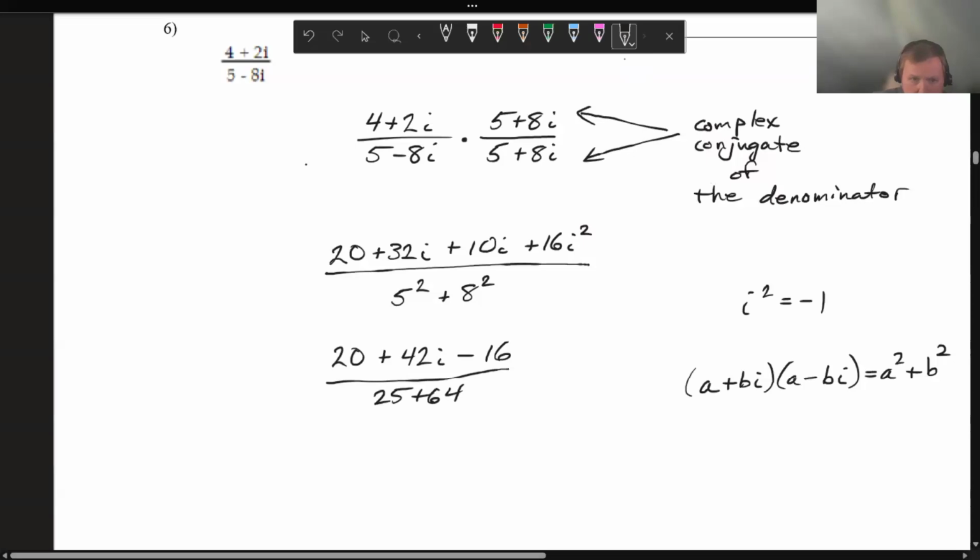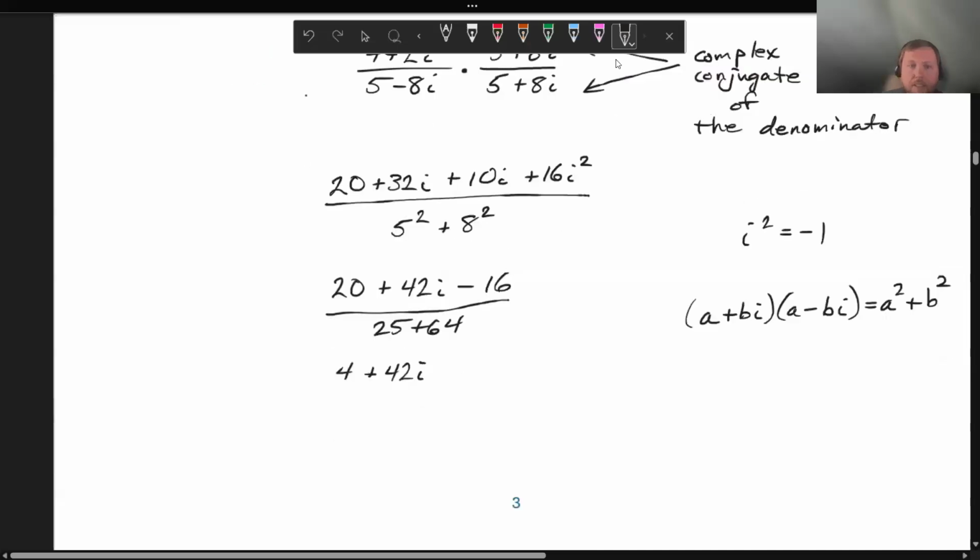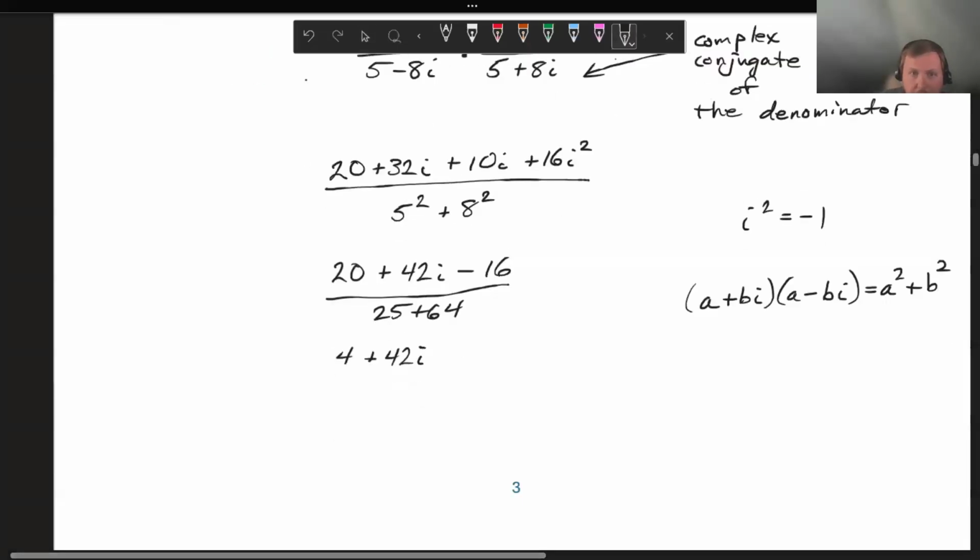Up top, still just working on things. So I have a 20 and a -16. So 20 minus 16 is 4. I have a 42i. And then 25 plus 64 is going to be 89. And then I have 4 over 89 plus 42i over 89.